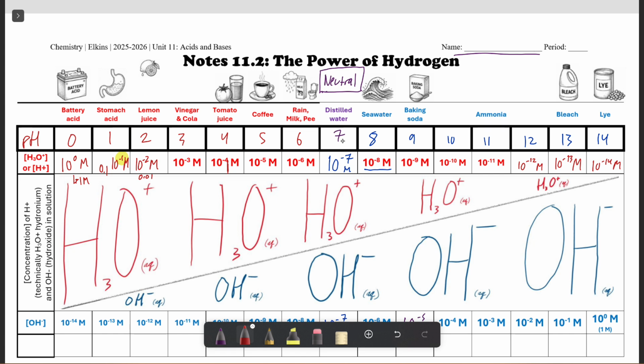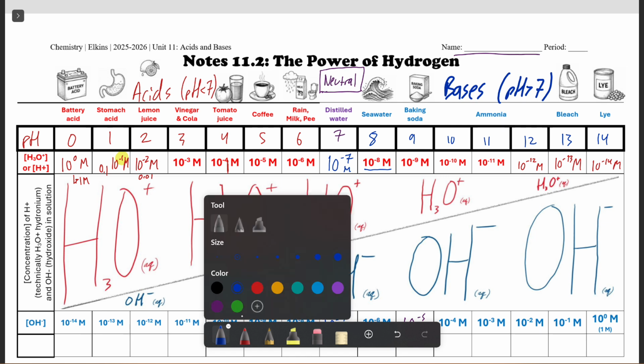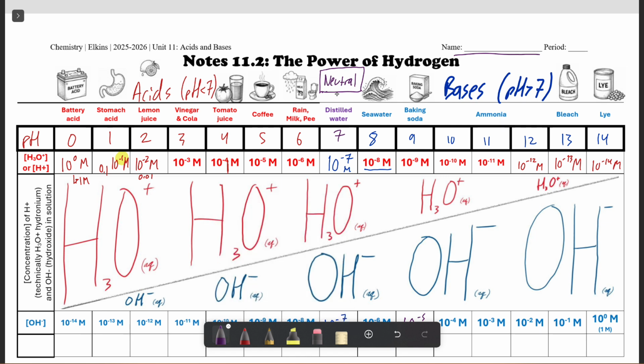Anything below 7 has so many protons floating around in there and becoming hydroniums. We call those acids. So that's where the pH is less than 7. Those are my acids. And over here, we have our bases. And bases have a pH that is more than 7. That means that our neutral solution is a pH of 7.